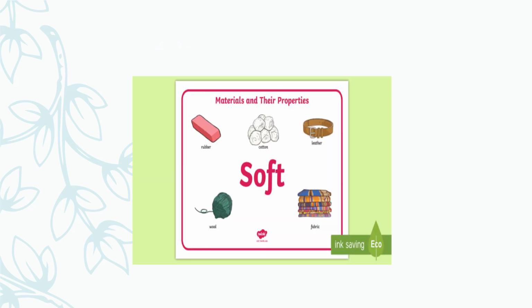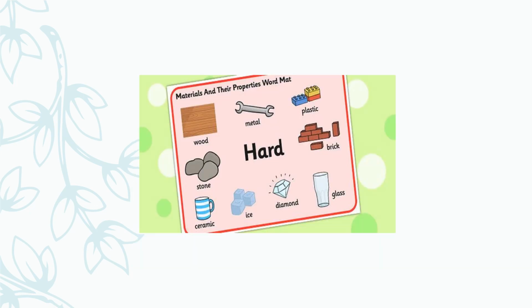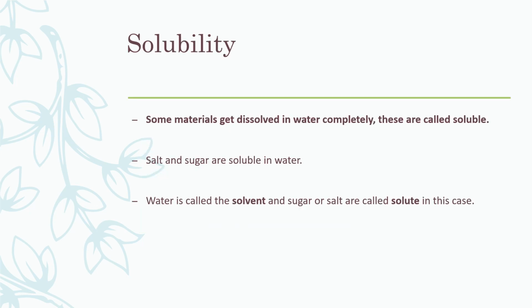Here you can see the materials, and the soft materials like rubber, cotton, leather, wool, and fabric. These all come under the category of soft materials. And hard materials, like wood, metal, plastic, stone, bricks, ceramic, ice, diamond. These are the different examples of hard materials. Next one is solubility. Now, what is solubility?